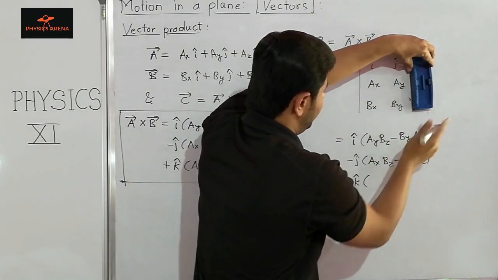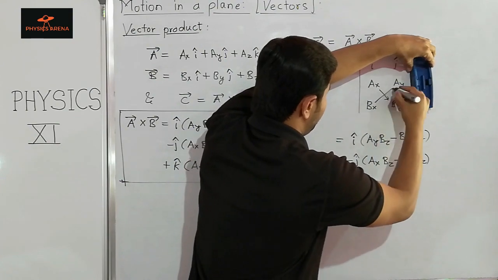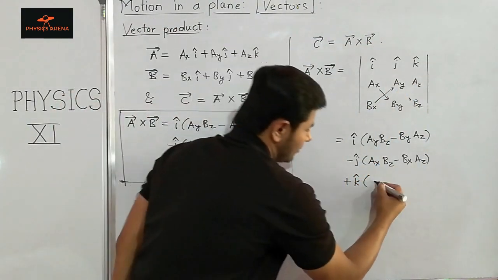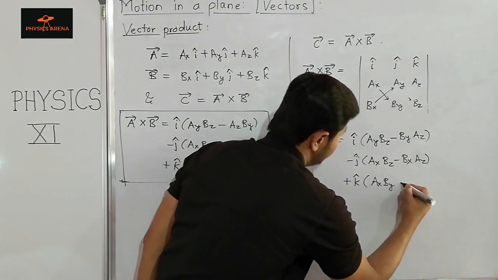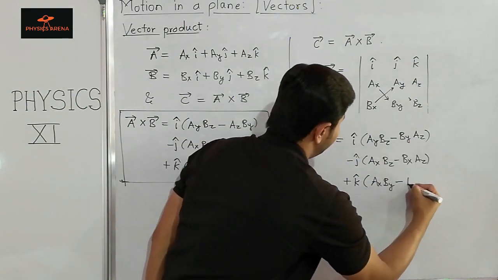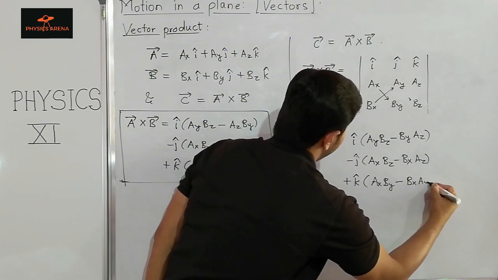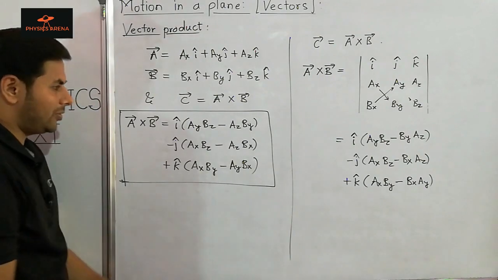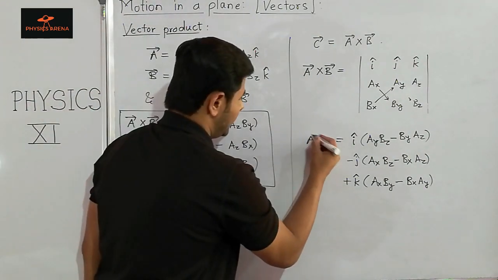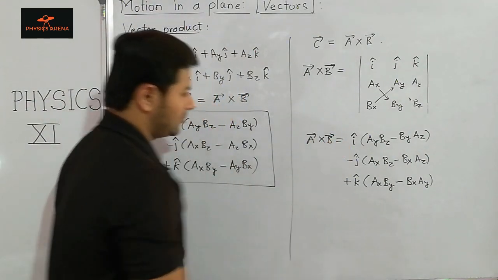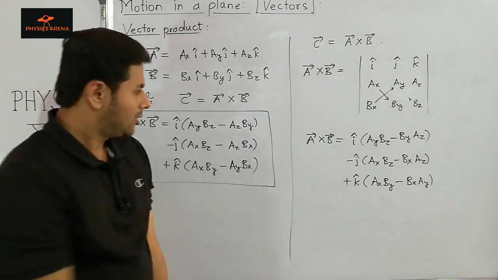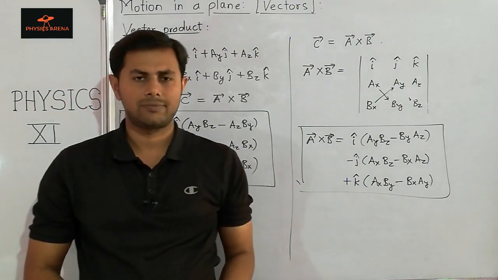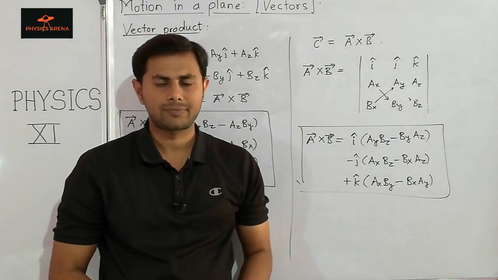let's hide this. So we have AXBY minus BXAY. Sorry, not multiplied, minus BXAY. Okay, so you can check for yourself that these are the components of A cross B. So this is how we find vector product of two vectors.